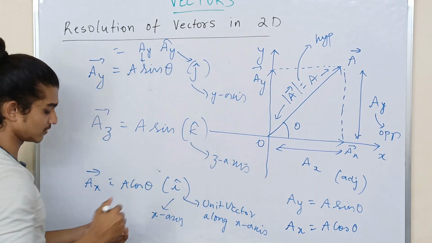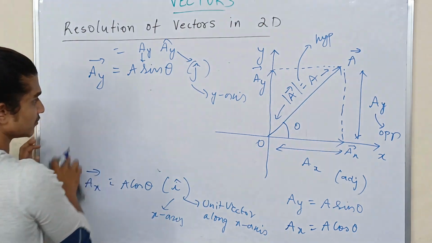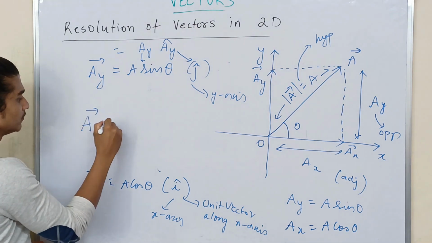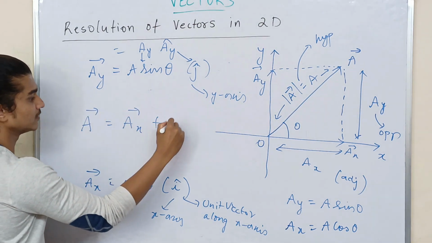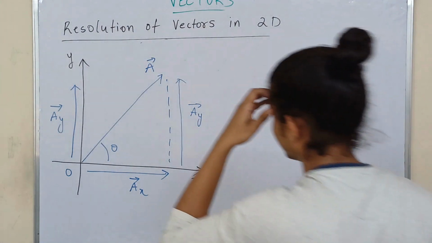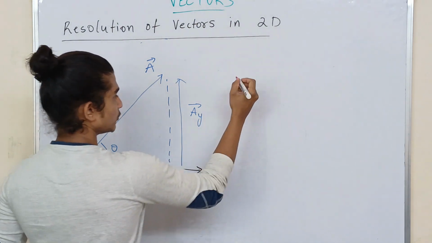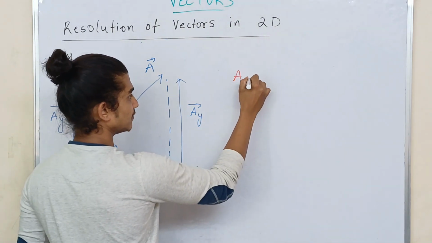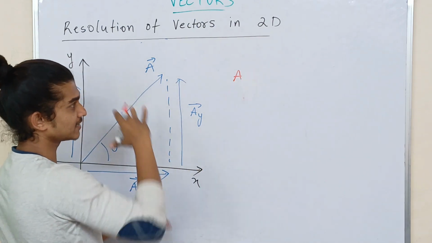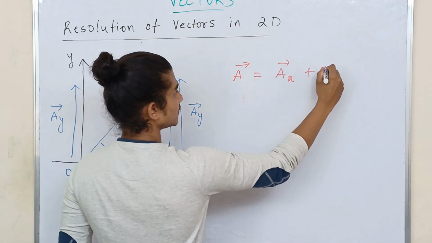Now since we don't have three dimensions here, I'm going to erase this. So this particular vector a could be represented as a vector equal to ax vector plus ay vector. I'm going to erase this and write it very neatly. So let me write it separately again. As I told you, resolution of a vector means writing a vector as the sum of other vectors along the x, y and z axes. In this case, we have only the x and y axes. So a vector is equal to ax vector plus ay vector.